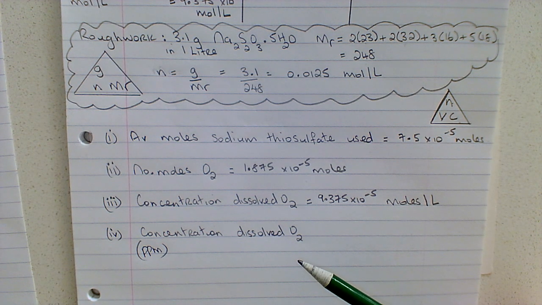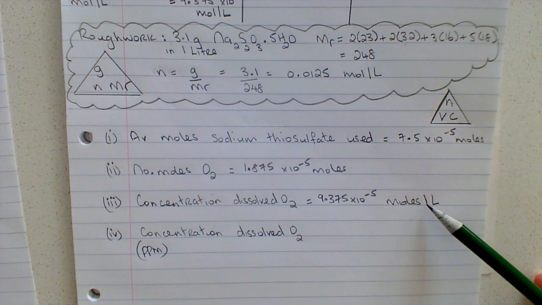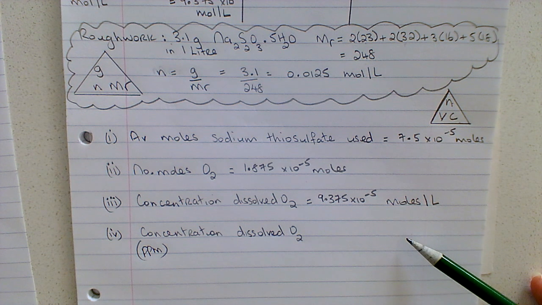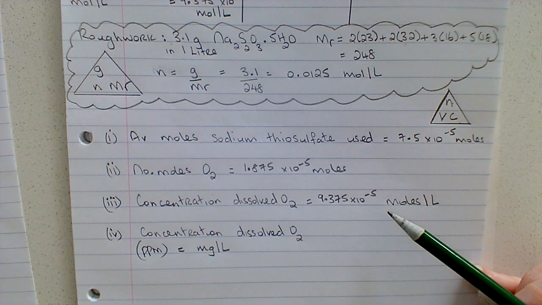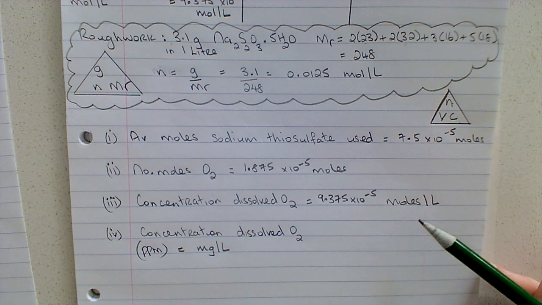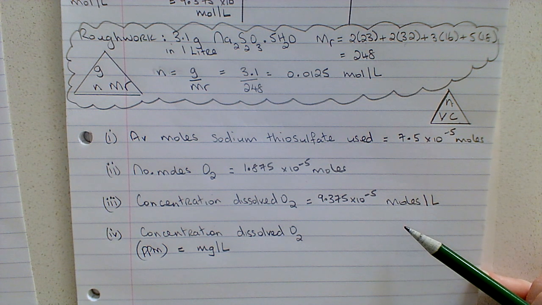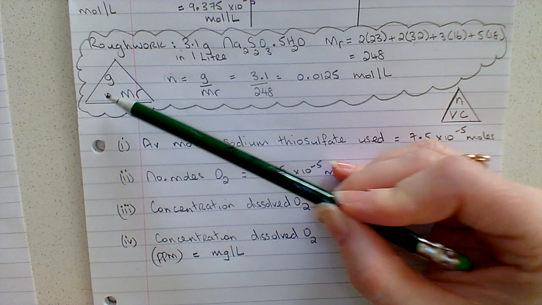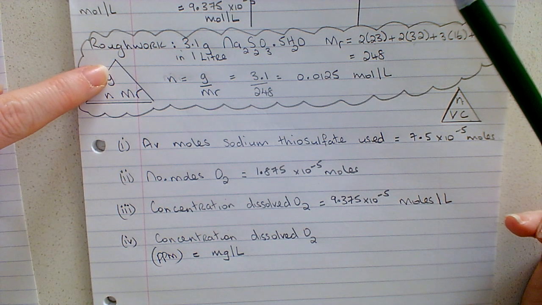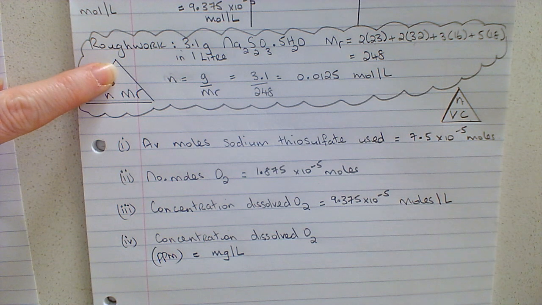My very last question now is I need to find the concentration of dissolved oxygen in ppm. I have the concentration in moles per litre, and I want to convert to ppm. We all know that 1 ppm is the same as 1 milligram per litre, and a milligram is 1,000th of a gram. So I would like to convert my moles per litre into grams per litre first, and then I can convert into milligrams per litre. In order to do that, I'm going to need my Goodnight Mr. Tom triangle. If I want to work out grams, I need to take the number of moles and multiply by the relative molecular mass.